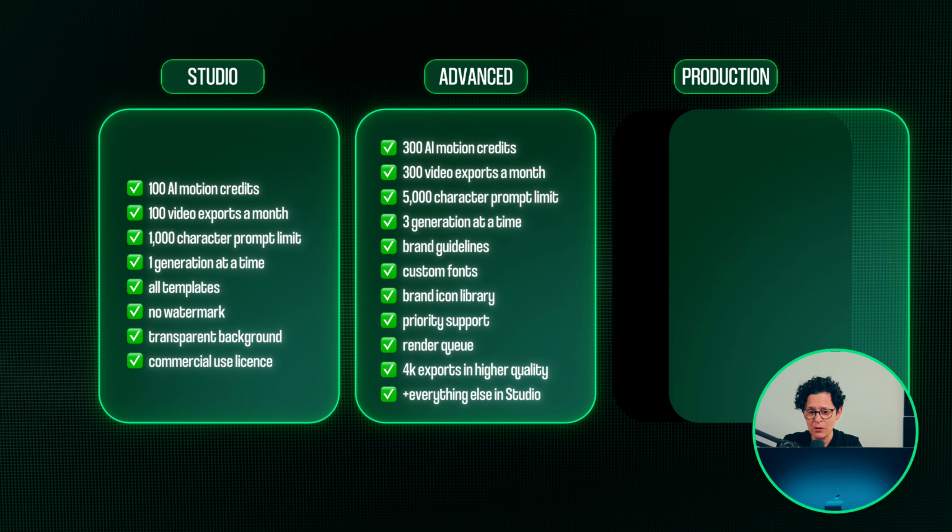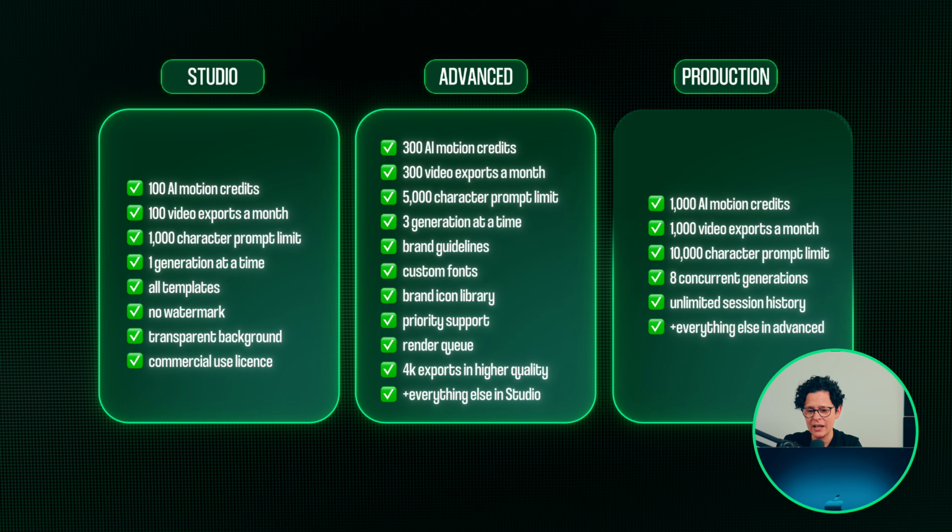Production has 1,000 credits and 1,000 exports, 10,000 character prompts, 8 concurrent generations, and unlimited sessions history. 2 things worth pulling out of that. The transparent background export is on the entry plan, so the workflow I've shown you today works on the cheapest tier. You're not being pushed up a level for the one feature that actually matters.